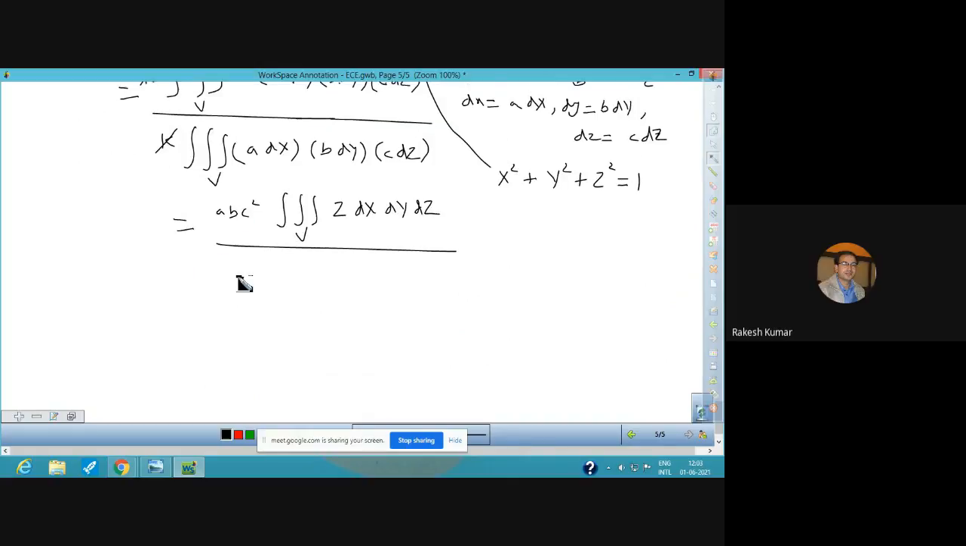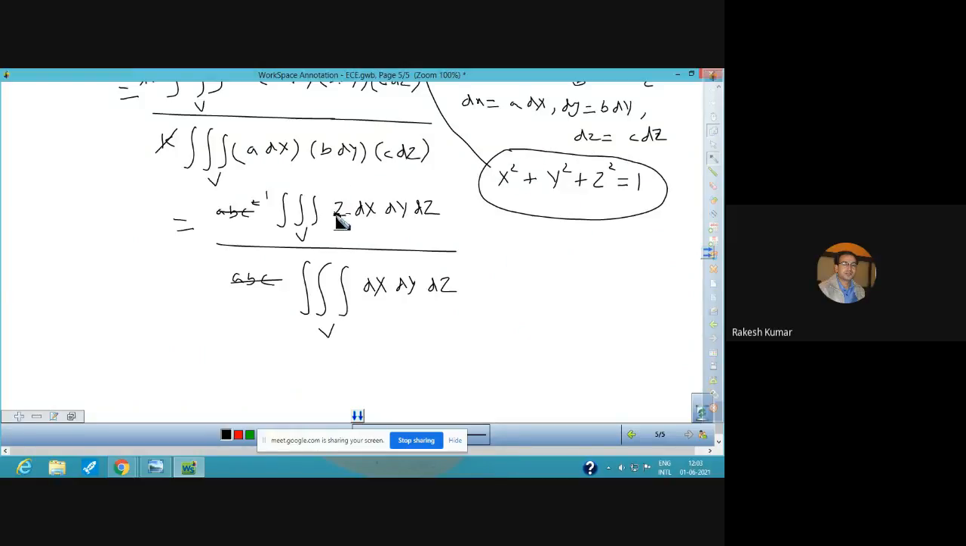So in the denominator, ABC can be taken common, that is dx, dy, and dz over V. So ABC is cancelled, single C is left here. Now, because this is a sphere, you just need to evaluate a numerator and denominator over the volume of this sphere. So for this, we can use the spherical polar coordinates.